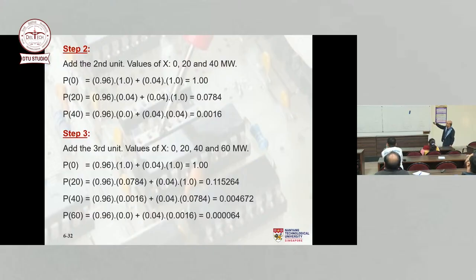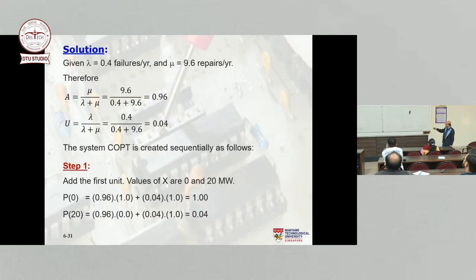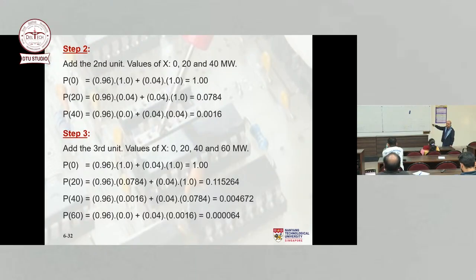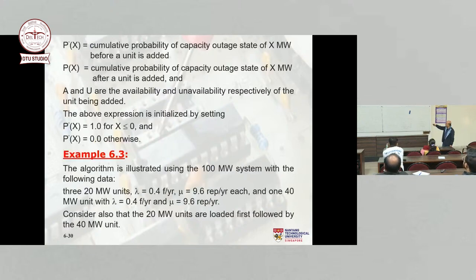For 0, it will always be 1. You can check it out. For P20, it is availability of this generator that we are adding, which happens to be 0.96, times P prime of 20. This value you must get from the previous step. So it is 0.04, okay? Plus the unavailability times P prime of X minus C. X is 20, C is also 20, P prime of 0, you must go back to the initial condition, right?